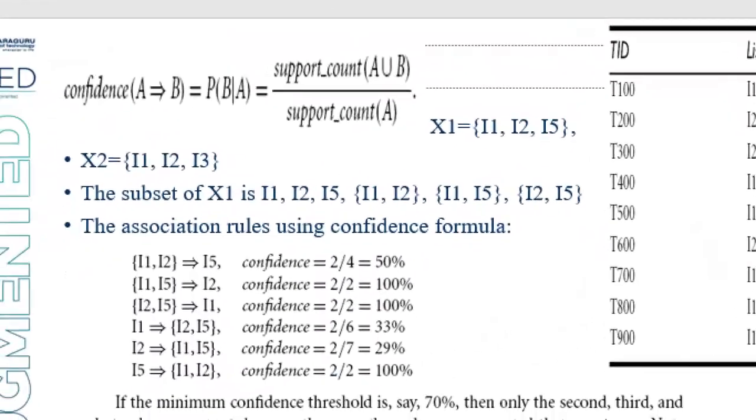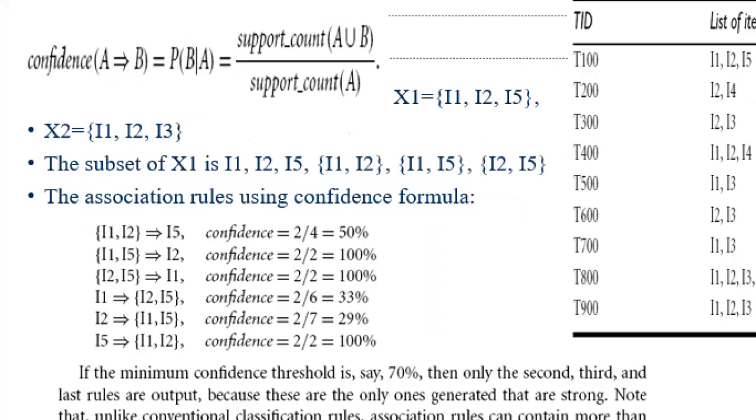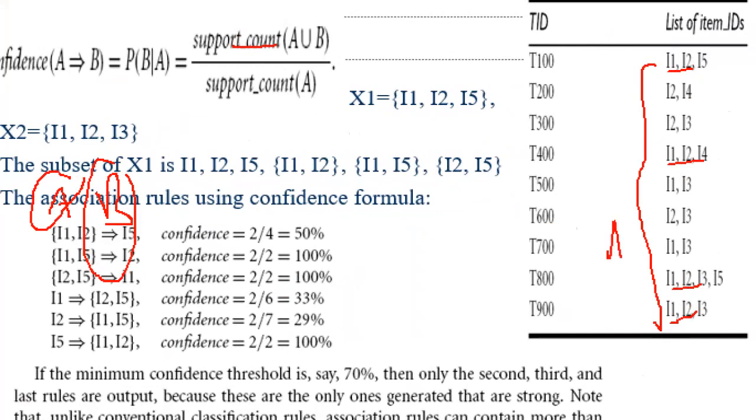So this is A, this is B. First you have to find the A union B. So I1, I2, how many transactions? I1, I2 occurs in one, two, three, four transactions. So this is known as A. Then A union B, so we have to find A union B first.